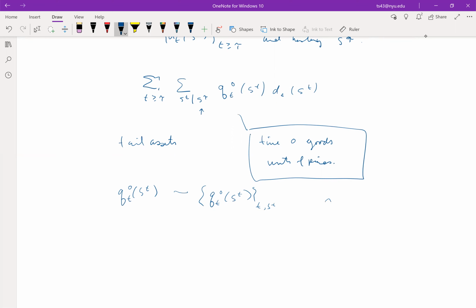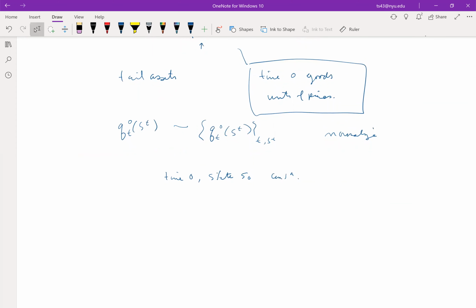And we can normalize in a variety of ways. Sometimes the units are time 0 state s^0 consumption goods. That's one normalization that's often used, but there are others.